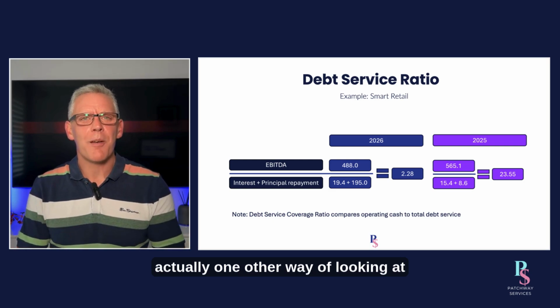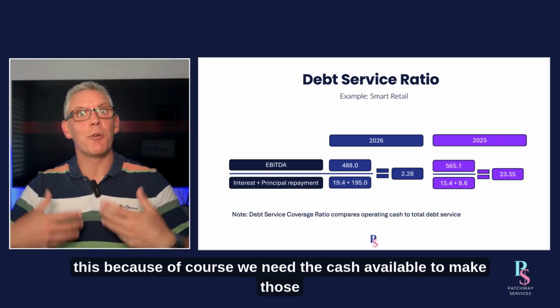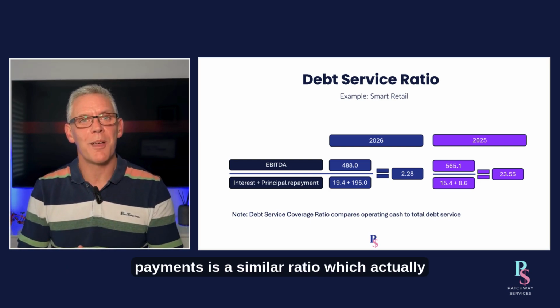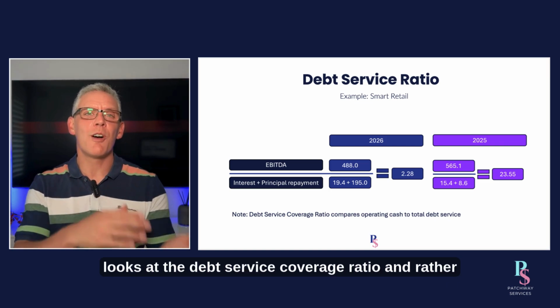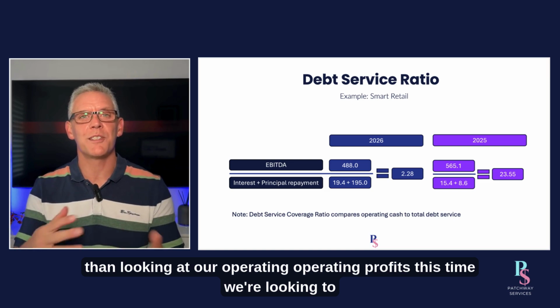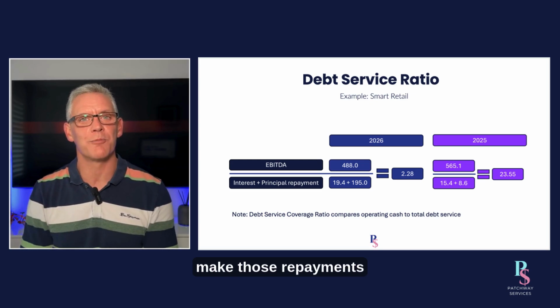And actually, one other way of looking at this, because of course we need the cash available to make those payments, is a similar ratio, which looks at the debt service coverage ratio. And rather than looking at our operating profits, this time we're looking at our operating cash. Are we generating enough cash to make those repayments?